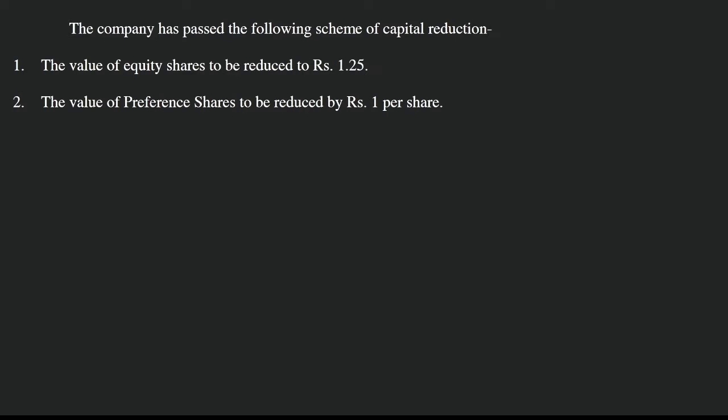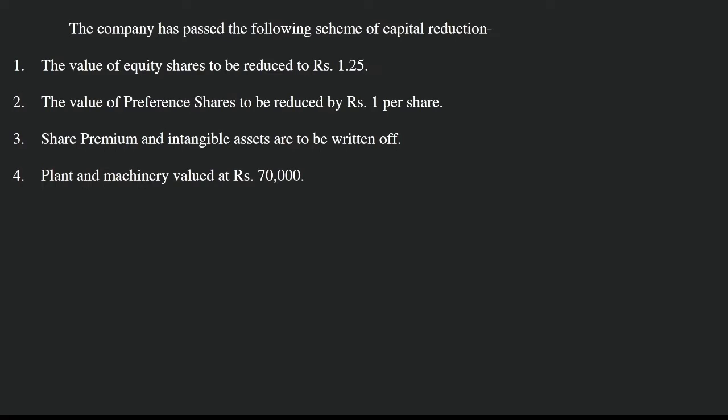Clear? Next, share premium and intangible assets are to be written off. See here, share premium, that is a kind of capital reduction, and intangible assets. In intangible assets, we have goodwill and patents and trademarks. So that is reduction, utilization. Clear? Moving further, plant and machinery valued at rupees 70,000. Now look at here, the new value of plant and machinery is given to us. How much is it? 70,000. Old value 1 lakh, new value 70,000. So there is a reduction of rupees 30,000 in plant and machinery.